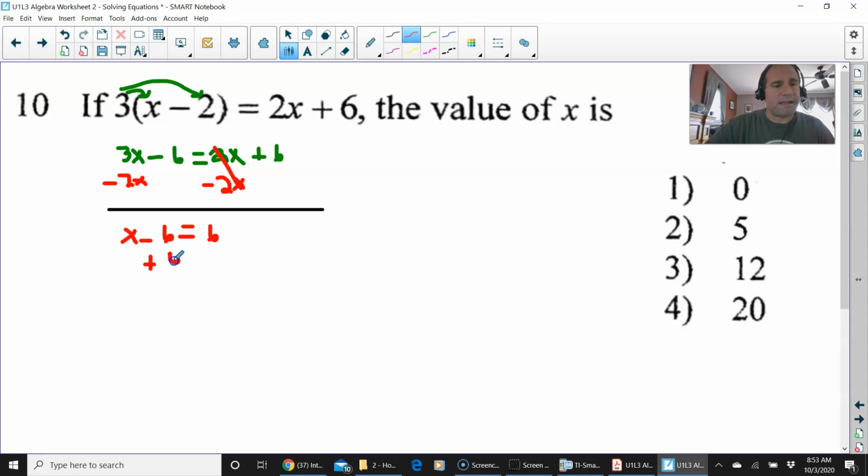So you would add 6 to each side, and this cancels out, x equals 12. And that is choice 3.